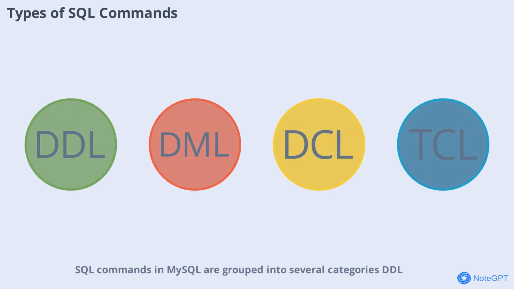SQL commands in MySQL are grouped into several categories. DDL, or Data Definition Language, includes commands like create, alter, and drop, which define and modify database structures. DML, or Data Manipulation Language, covers select, insert, delete, and update for handling data. DCL, or Data Control Language, manages permissions with commands like grant and revoke. Finally, Transactional Control Language commands like commit and rollback help manage database transactions. Understanding these categories helps you organize your database tasks efficiently.